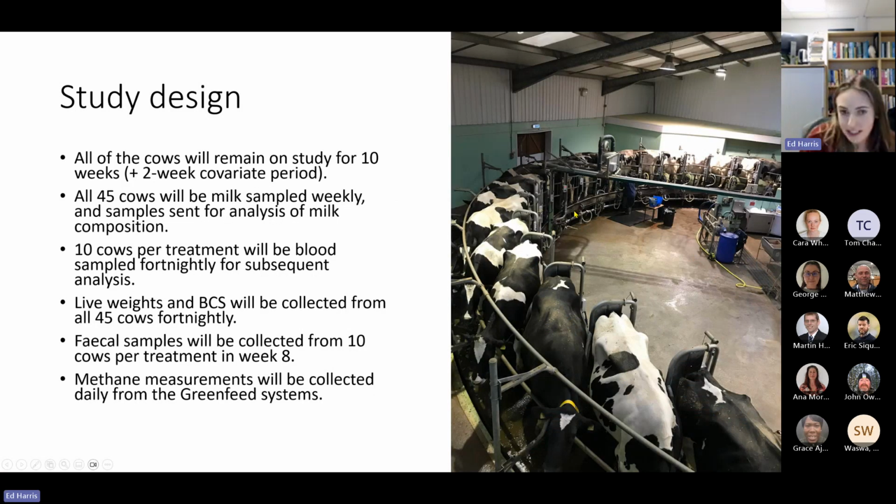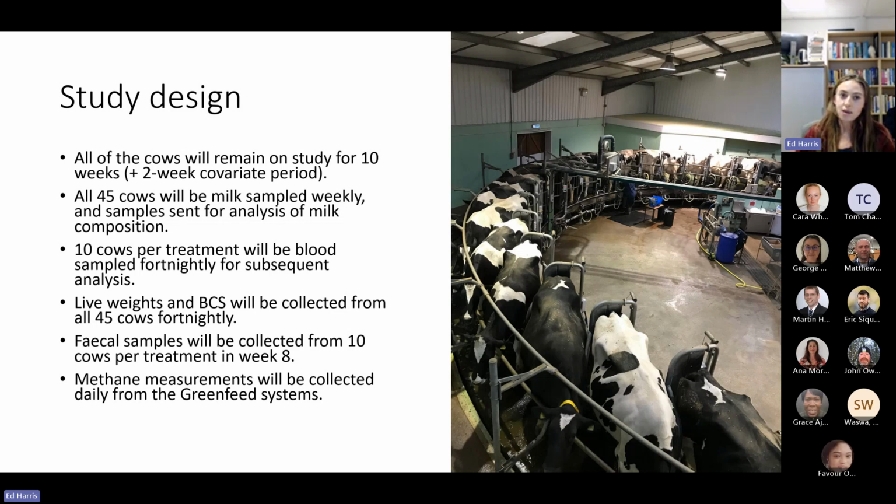So just a bit more on the design. Once the 2-week covariate period is finished, the cows will start on the study, and that's when the treatments will be put into place, and they'll remain on that study for 10 weeks.